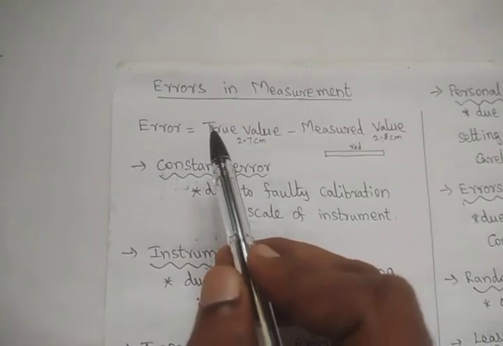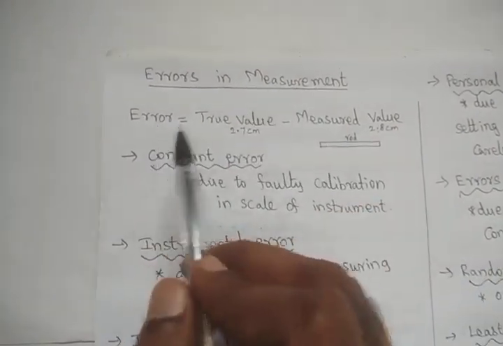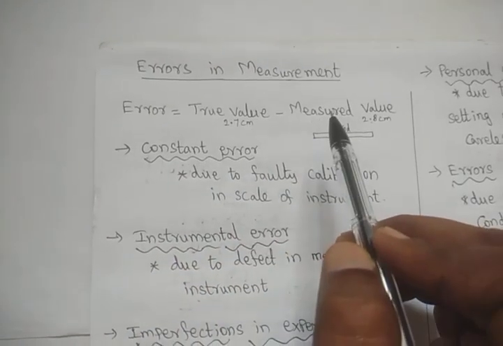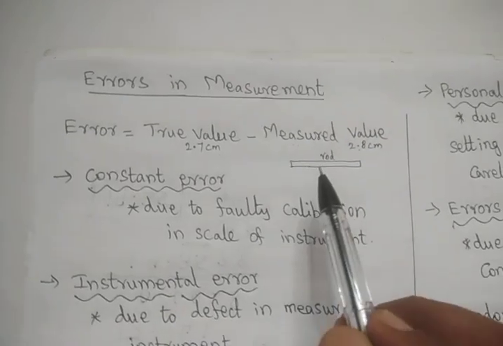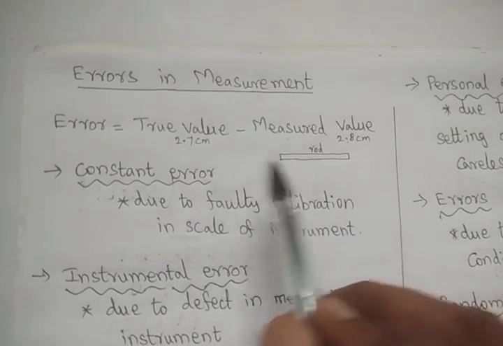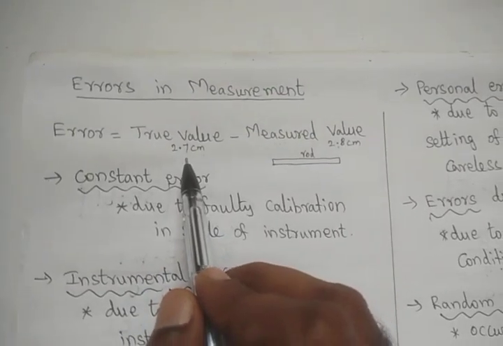Dear students, in this session, we are going to see about errors in measurement. So, error is equal to true value minus measured value. Let us consider one example. This rod's actual length is 2.7 centimeter. So, the true value is 2.7 centimeter.